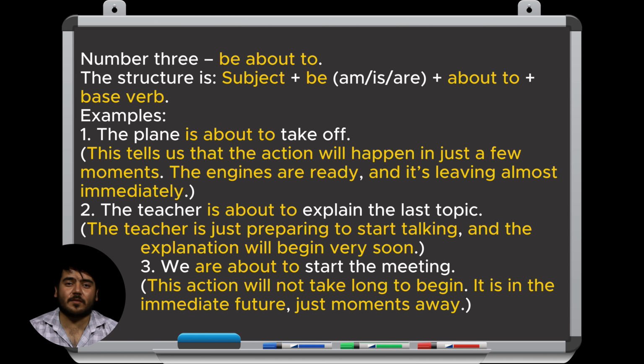Number 3, be about to. The structure: subject plus be plus about to plus base verb. Examples, the plane is about to take off. This tells us that the action will happen in just a few moments. The engines are ready and it's leaving almost immediately.